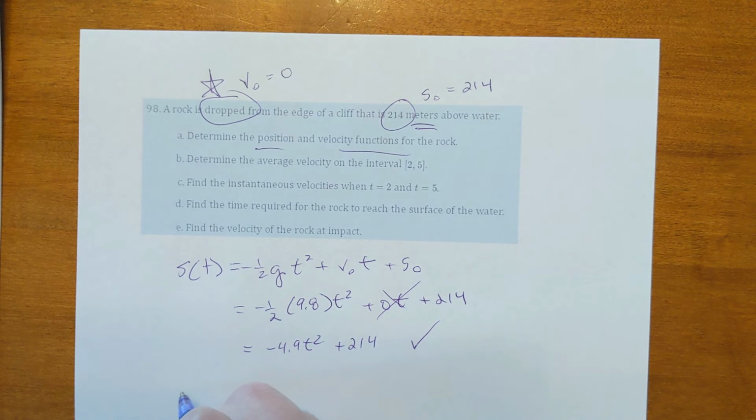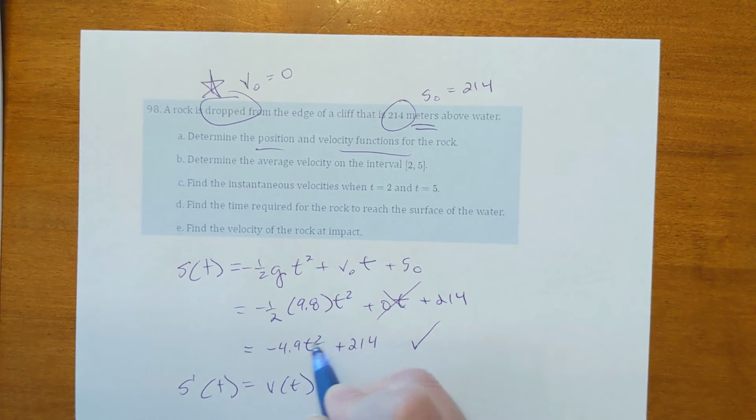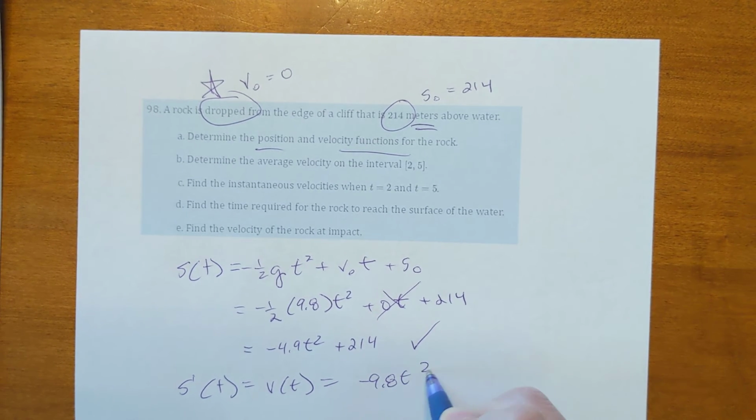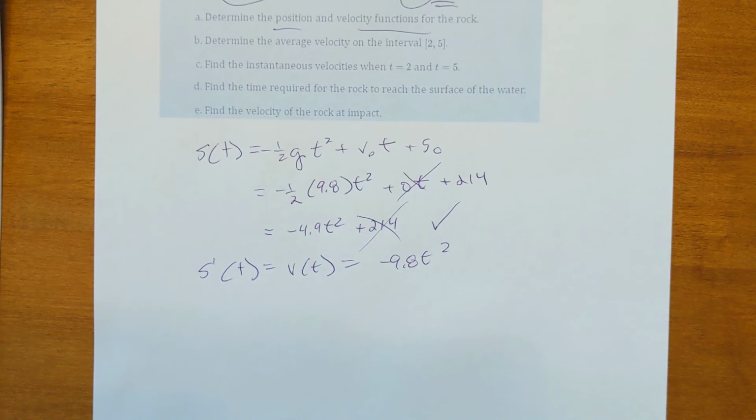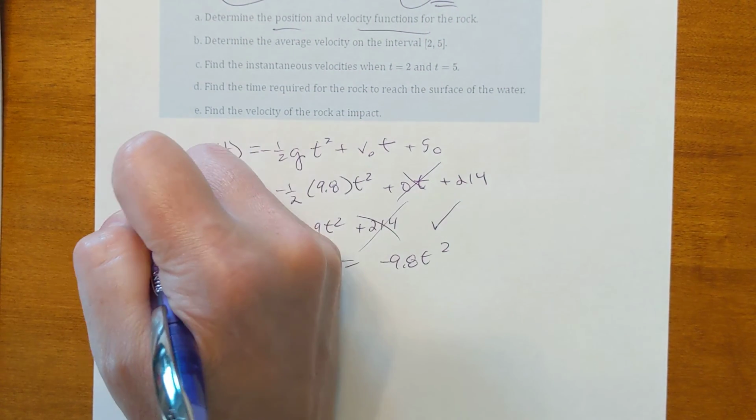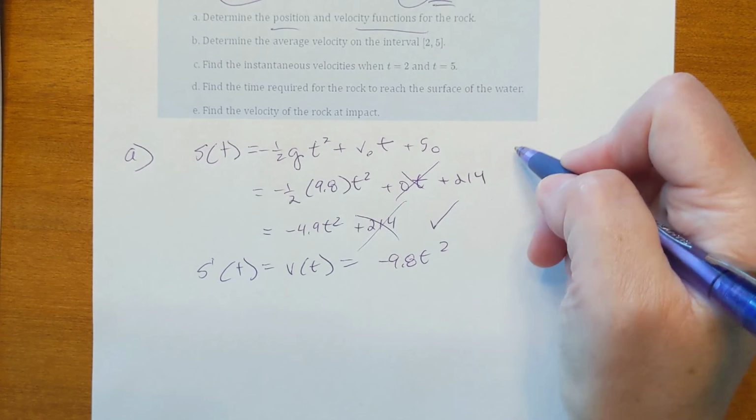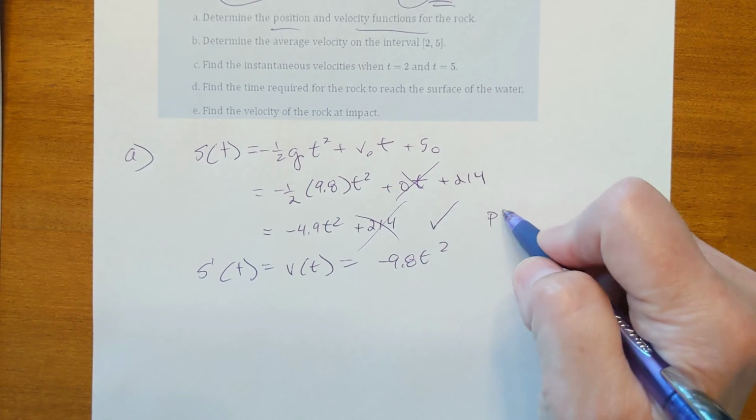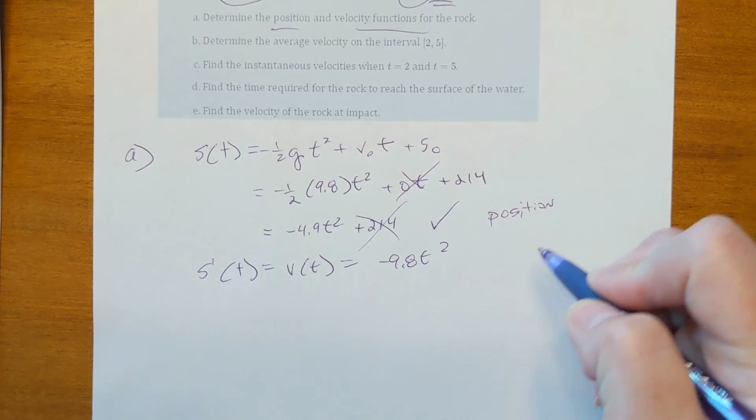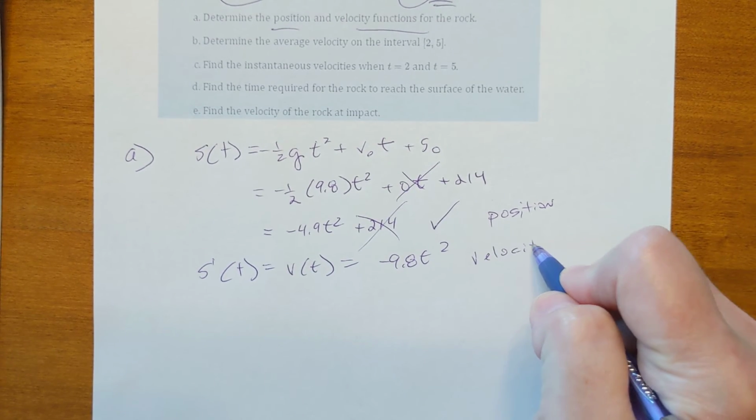And then the initial velocity, when you take the derivative of the position function, 2 times negative 4.9 is negative 9.8 t squared, and the derivative of 214 is just 0. So that's gone. Okay, so that's letter A. This is the position function that I wrote over and crossed out. This is the velocity function.